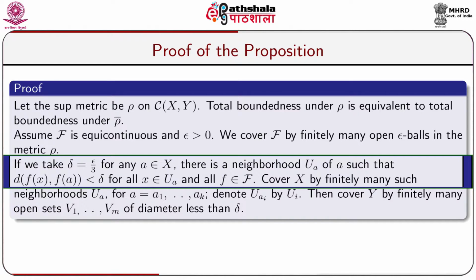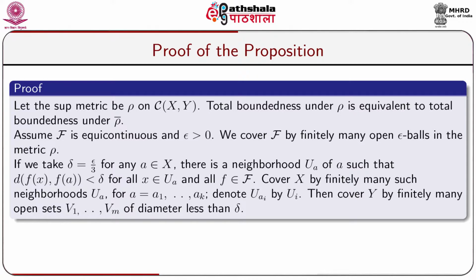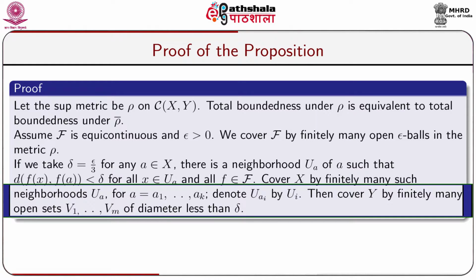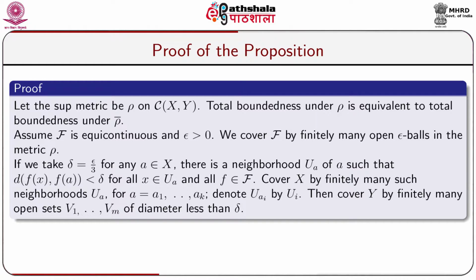Given any a belonging to X, there is a corresponding neighborhood U_a of a such that the distance of f(x) from f(a) is strictly less than delta for all x belonging to U_a and for all f belonging to script F. Now cover X by finitely many such neighborhoods U_a for a equal to a1, a2, ..., ak, and denote U_ai by U_i. Then cover Y by finitely many open sets V1, V2, ..., Vm of diameter less than delta. We can do this because Y is given compact.